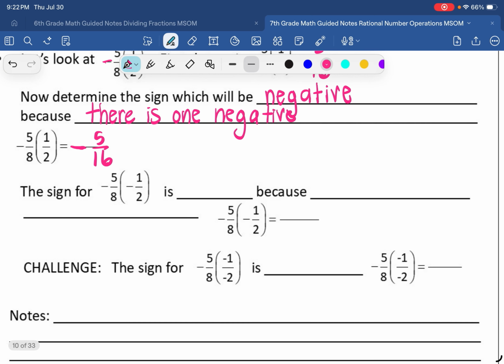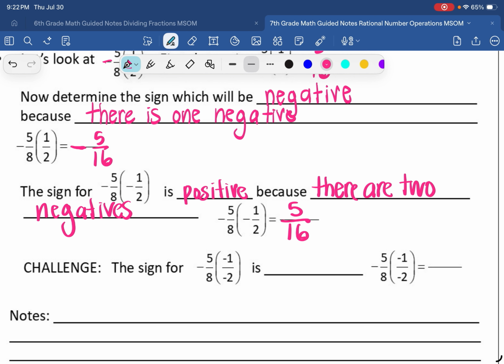The sign for negative 5/8 times a negative 1/2 will be positive because there are two negatives. So a negative times a negative is a positive. So negative 5/8 times a negative 1/2 will be a positive 5/16.